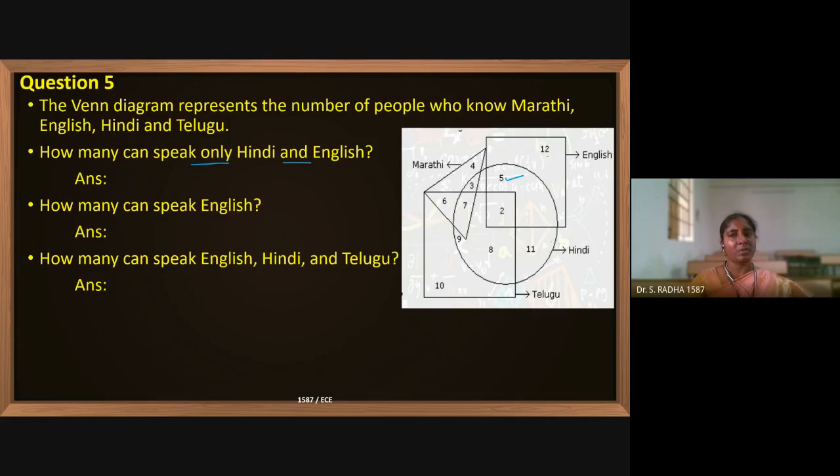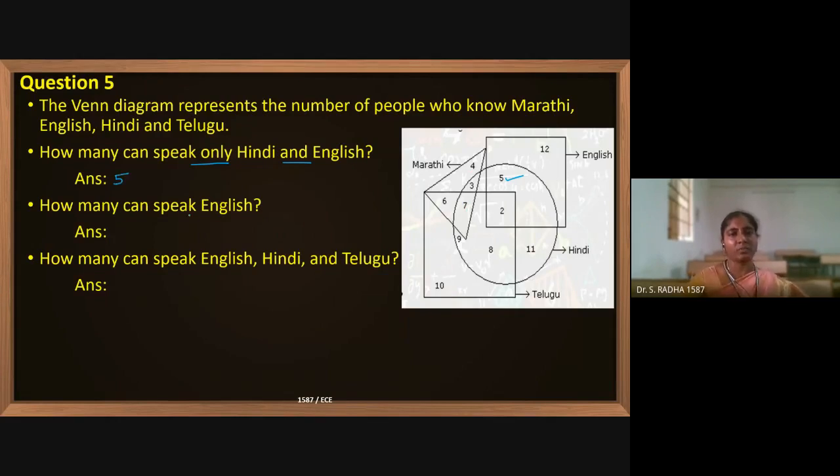This 12 is nothing but English alone. 11 is nothing but Hindi alone. And 5 is the common region for English and Hindi. If you take 2, another square is also there, which means they know Telugu also. And if you take this 7, English is not covered. If you take this 4, that is Marathi. So the answer is 5. Next question.